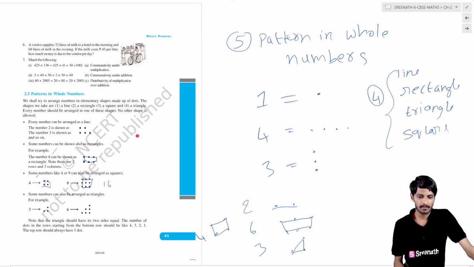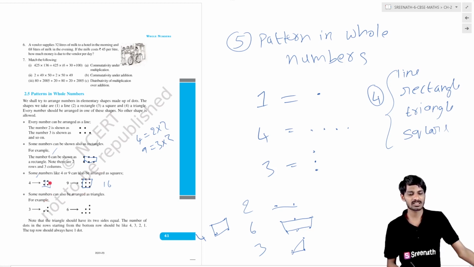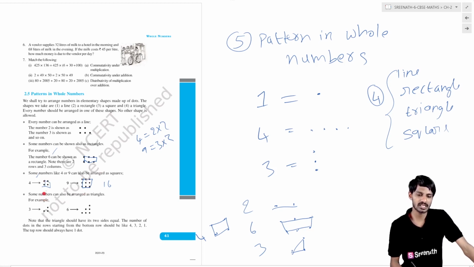4 contains 2 rows and 2 columns, and 9 has 3 rows and 3 columns. So what is the condition for a square? Length and breadth are equal, therefore the number of columns and the number of rows are equal. So 2 into 2 gives 4, and 3 rows and 3 columns, that is 9. 3 3s are 9 also.